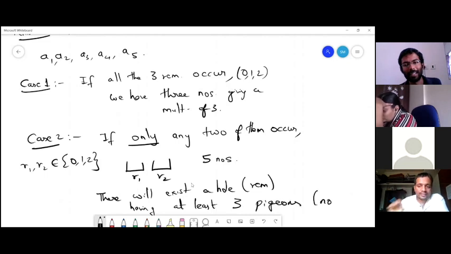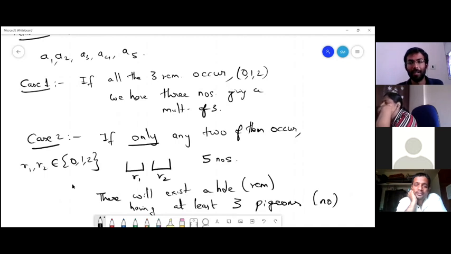Yes, sure. We can say, right? Yes, definitely. Shankar, any comments? At least 2 pigeons only, no? No, there are 5 numbers. So here there will exist a hole having at least 3 pigeons, since there are 5 numbers. Since there are 5 pigeons, if both of them have 2, then it won't add to 5.